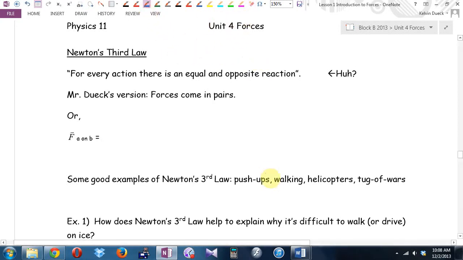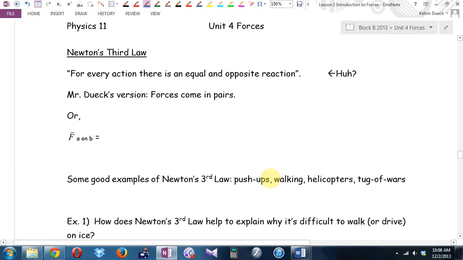Newton's third law. Mr. Goulet is very fond of quoting it, as a matter of fact, and it's usually phrased something like this: for every action there is an equal and opposite reaction, which to me is about as confusing as you could possibly get. I mean, it's kind of poetic, it's got a rhyming rhythm to it, I'll grant you that. But when I first saw that, my first reaction was, huh? So here's Mr. Dueck's version.